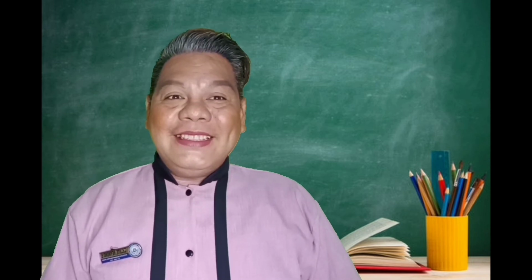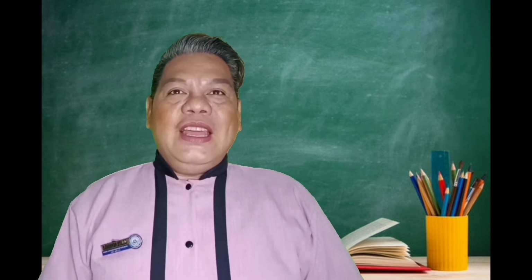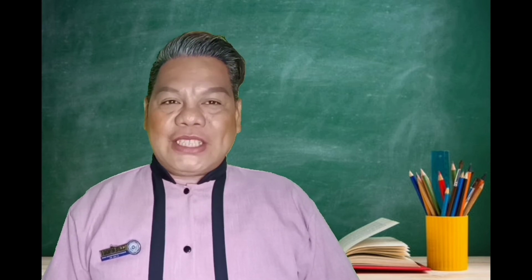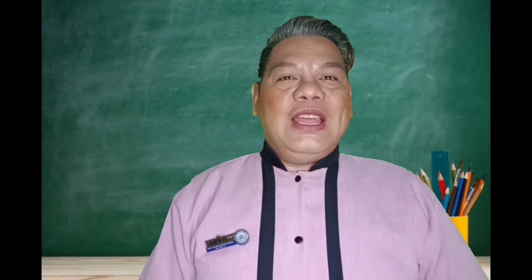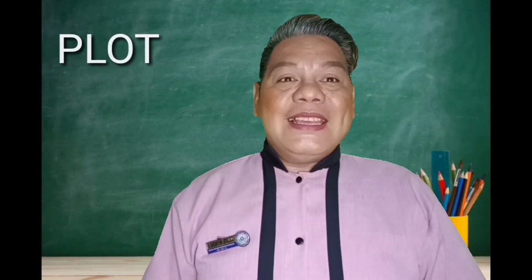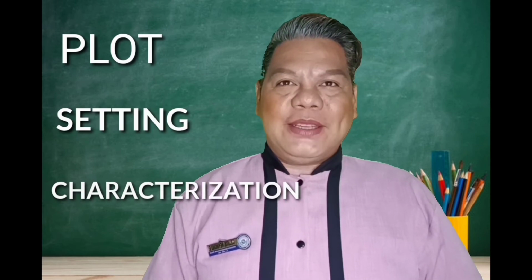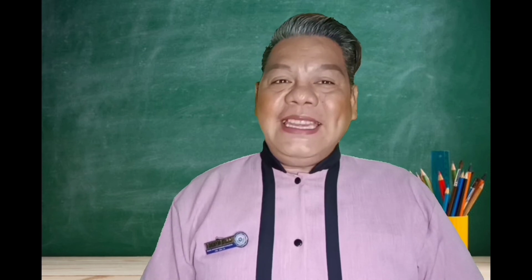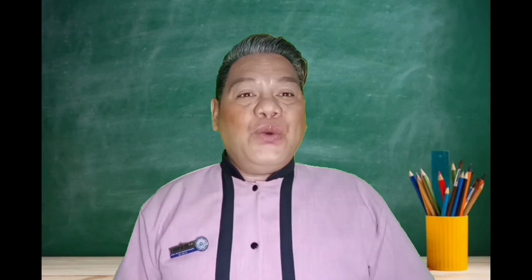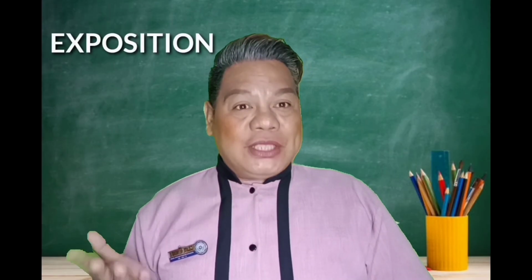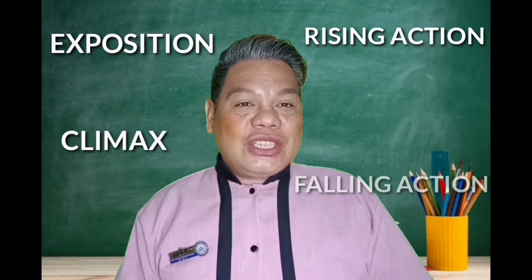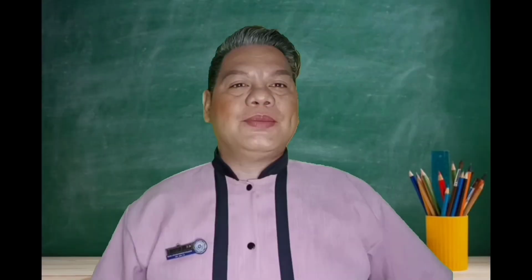Now, let us review what we have discussed earlier. Are you ready? Okay. What are the three basic elements of the story? Correct! We have the plot, setting, and characterization. Now, what are the five main elements of a plot? Exactly! You are correct. We have exposition, rising action, climax, falling action, and resolution.